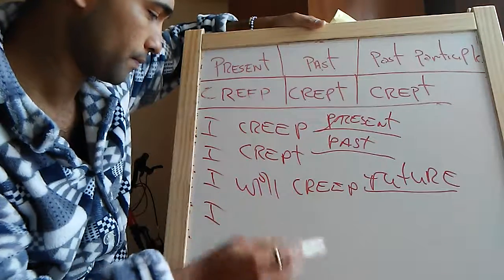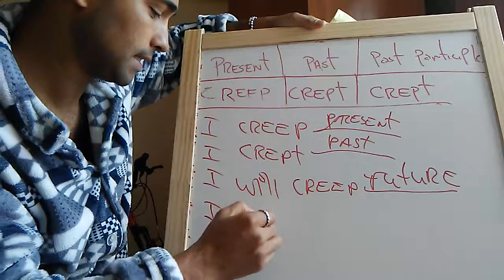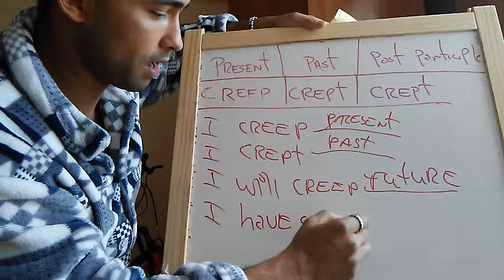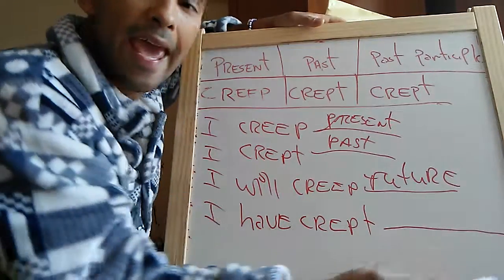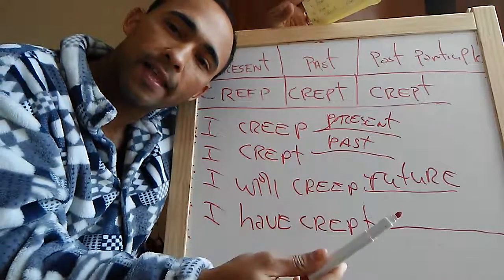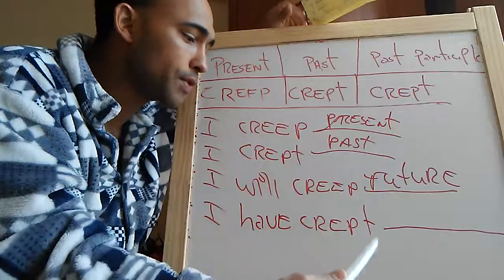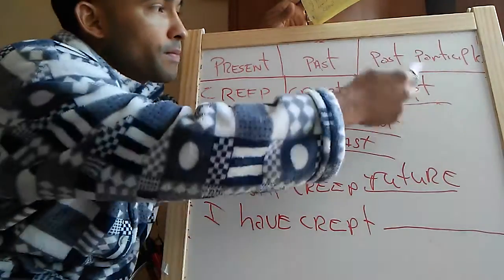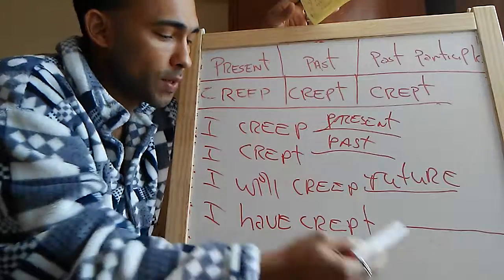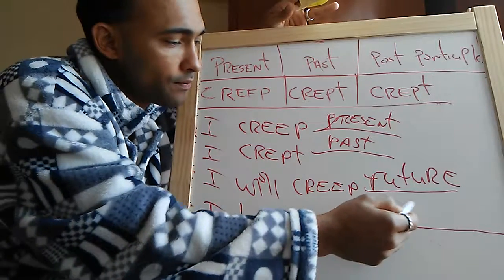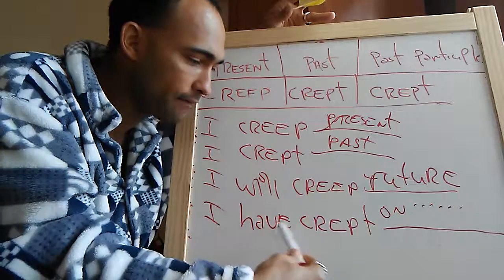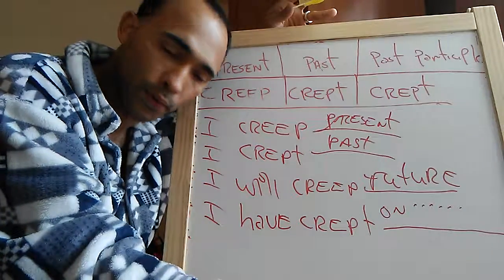I have crept. Me he arrastrado. Es algo que ha sucedido recientemente. I have crept, digamos, on the trip, etcétera, etcétera. No. I have crept, me he arrastrado en el suelo. I have crept on the floor.